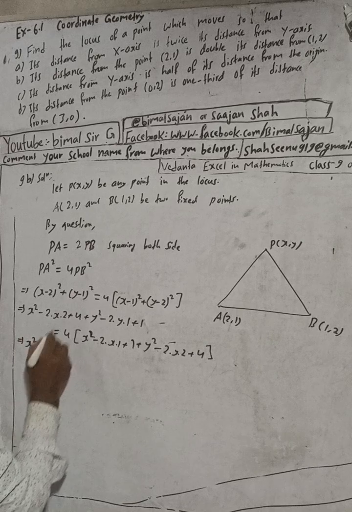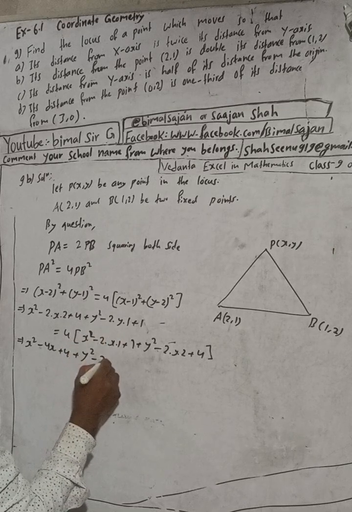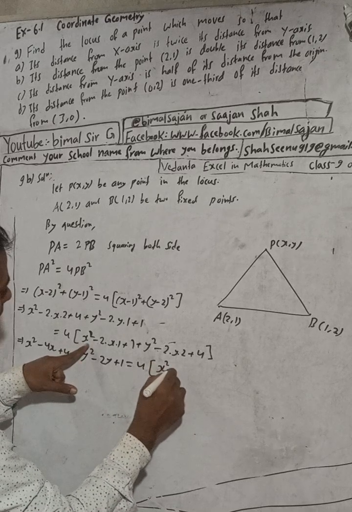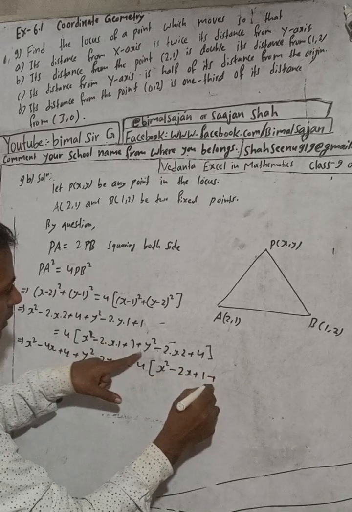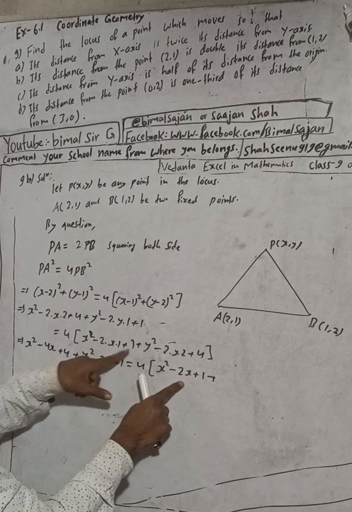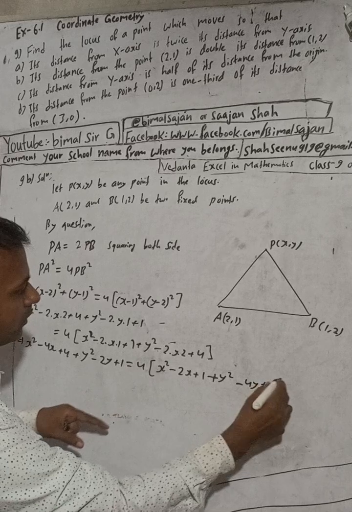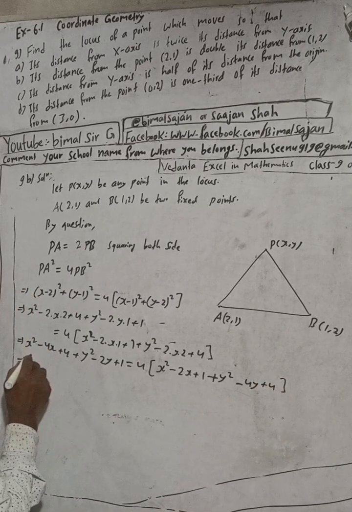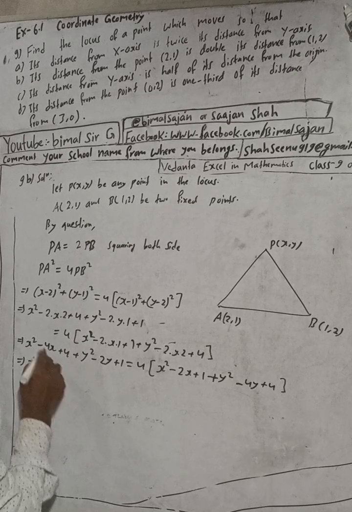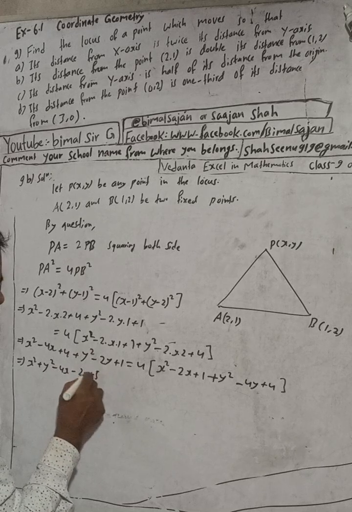Here is x square minus 4x plus 4 plus y square minus 2y plus 1 is equal to 4 times, x square minus 2x plus 1 plus y square minus 4y plus 4. Now here is x square plus y square minus 4x minus 2y, and then 4 plus 1 is 5, this is the constant, is equal to, now multiply all this.